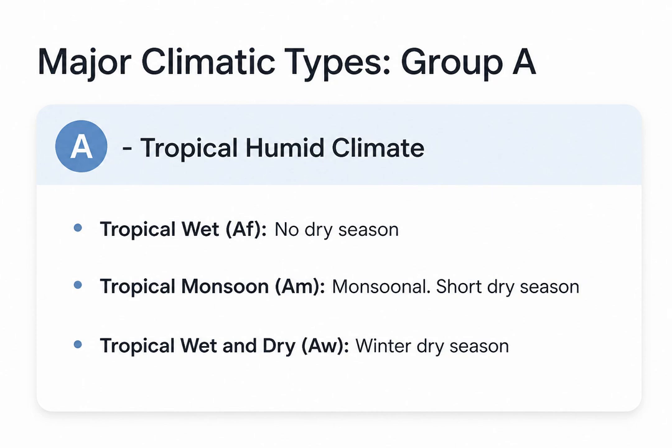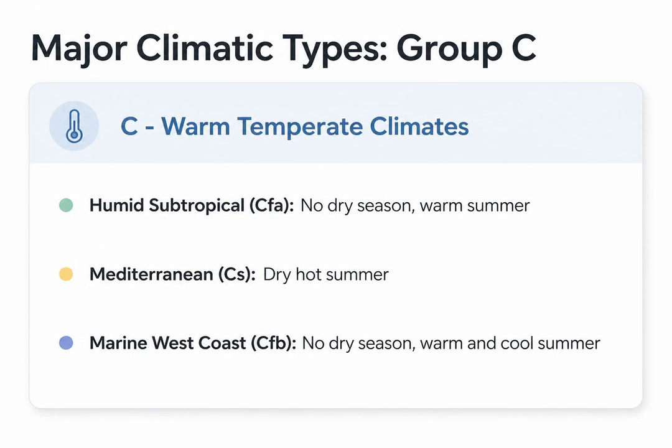In Group A, we have AF, the tropical wet climate with no dry season. AM is the tropical monsoon climate, featuring a short dry season but heavy monsoon rains. And AW is the tropical wet and dry climate, characterized by a distinct winter dry season. In Group C, the warm temperate climates, we see CF, the humid subtropical climate with warm summers and no dry season. CS represents the famous Mediterranean climate, known for its dry, hot summers. CFB is the marine west coast climate, which lacks a dry season and features mild, warm to cool summers.